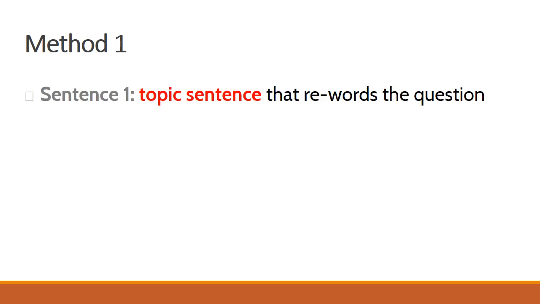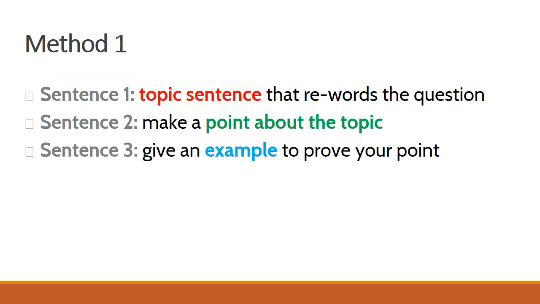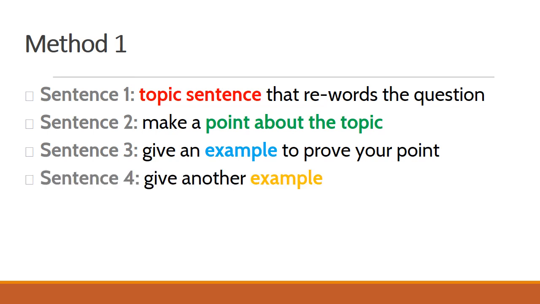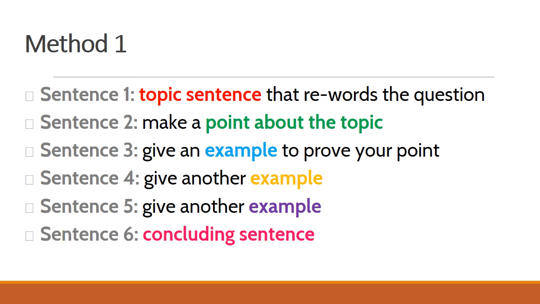The first method looks like this. You begin with a topic sentence that rewords the question. Next, you make a point about the topic, perhaps something a little more specific or a little more focused than the topic sentence. Next, you give 3 sentences of examples to prove your point. And finally, you write a concluding sentence. Note that the number of sentences of examples you provide may vary depending on the topic.